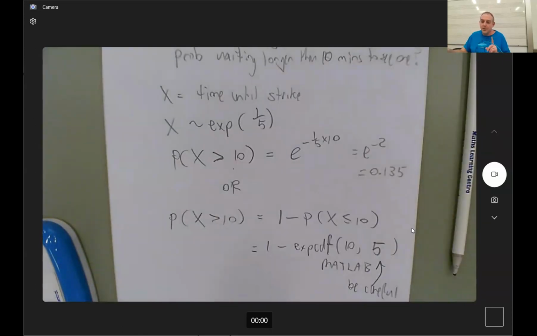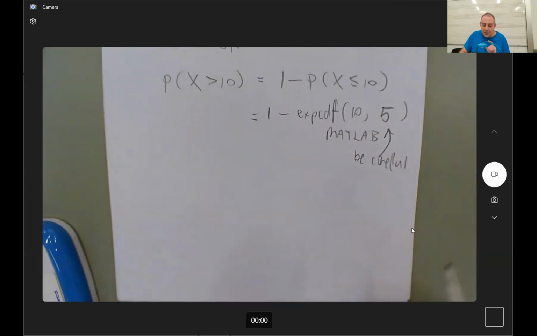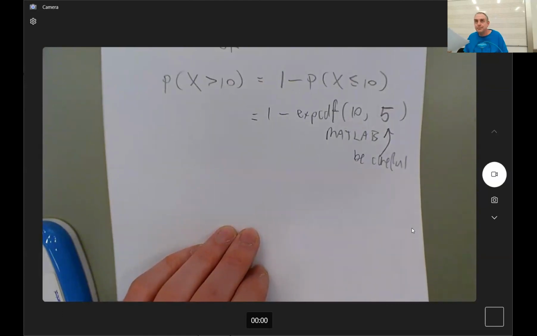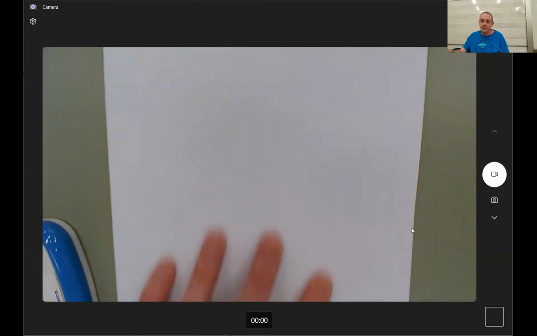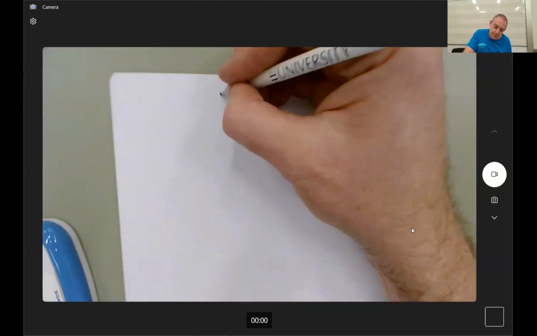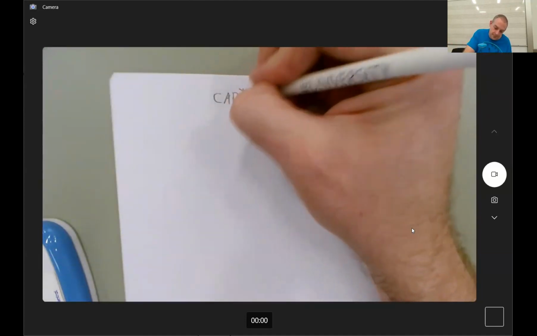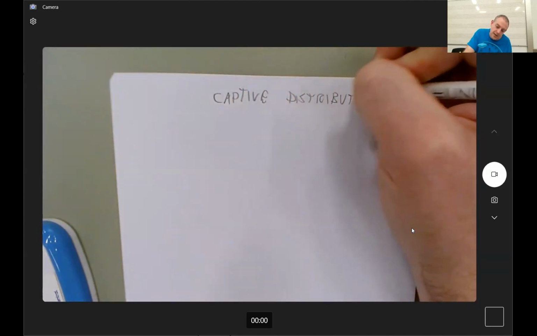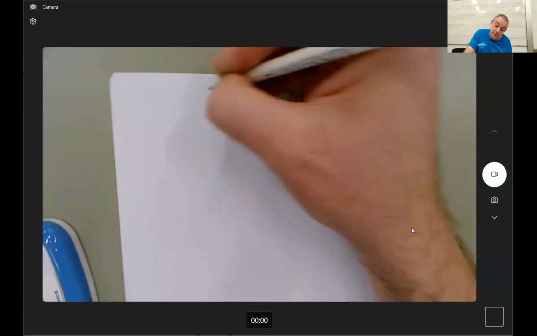And I'm going to continue talking because I really want to finish this. The other distributions are the ones that appear in hypothesis tests. And there were 3 of those, 4 of those. I shall call them captive. I will not be offended if you leave.